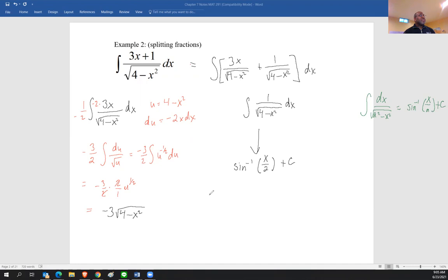So now putting this all together, our final result here will be negative 3 times the square root of 4 minus x squared plus inverse sine of x over 2 plus c.